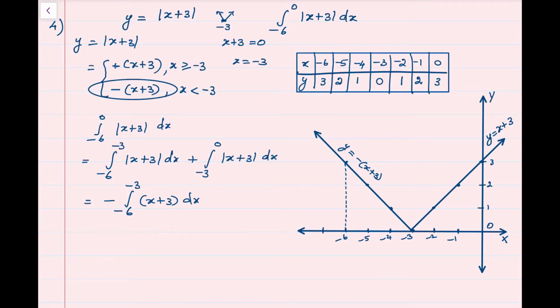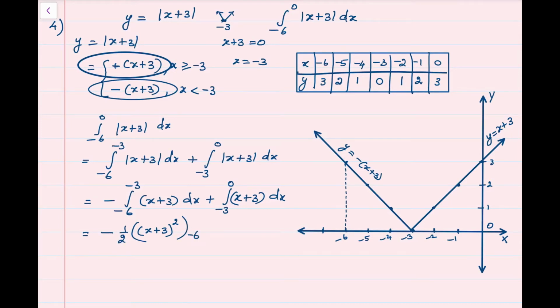And in the interval minus 3 to 0, the values of x are greater than or equal to minus 3. So, we will use y is equal to x plus 3. Remove the absolute value and write x plus 3 dx. Now, we will integrate. We can write the integration as x square over 2 plus 3x and apply the limits, or since this is a linear function, I can use the x power n plus 1 by n plus 1 formula. It becomes x plus 3 the whole square divided by 2, and the limits are minus 6 to minus 3.